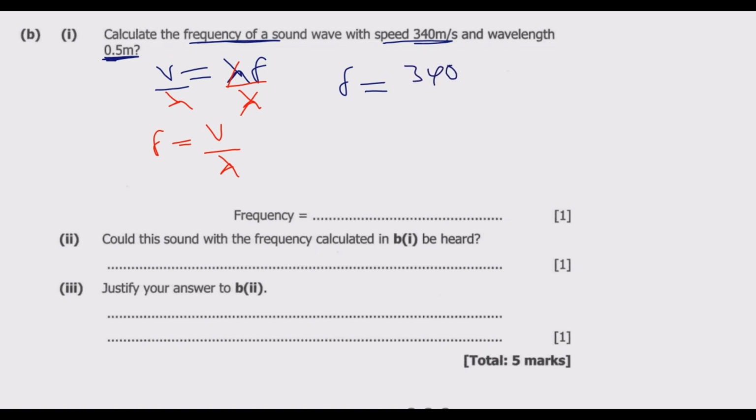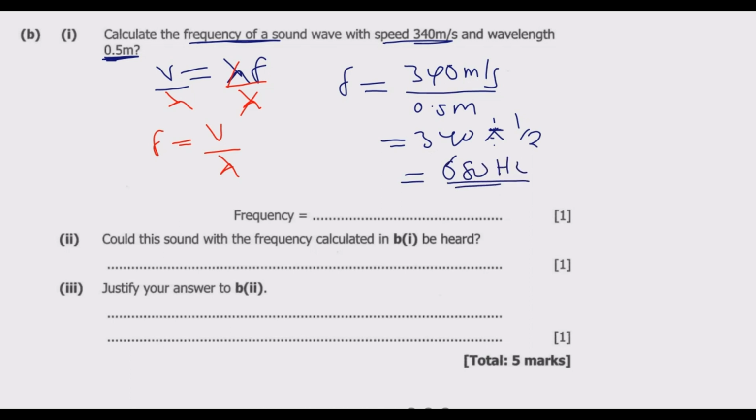So frequency is equal to 340 meters per second, divided by 0.5 meters. On the calculator, dividing by 1 over 2 is the same as multiplying by 2. So this is going to be 680 Hz as the frequency. So this is 680 Hz. When you do that, you get this 1 mark.